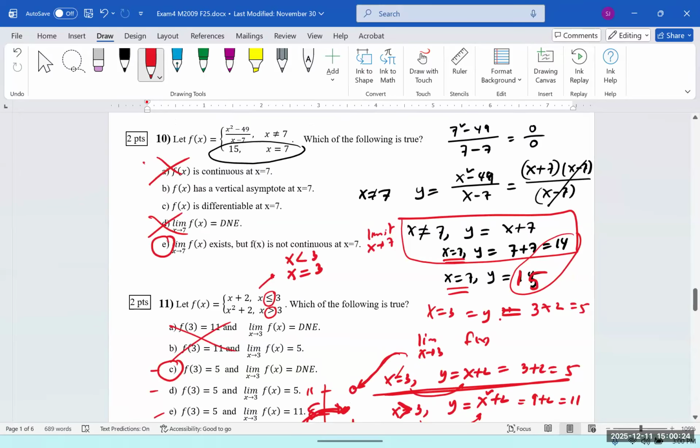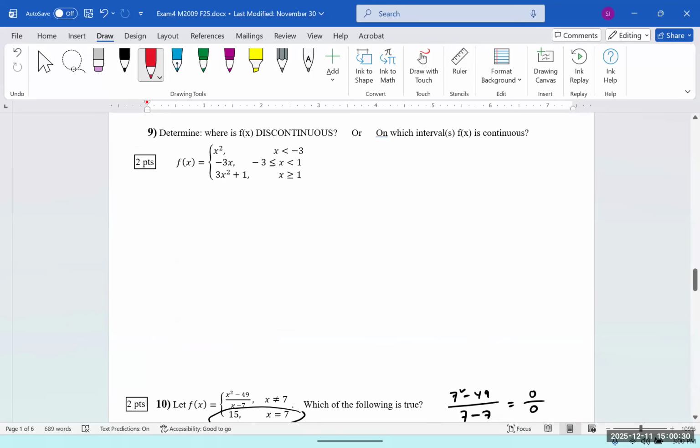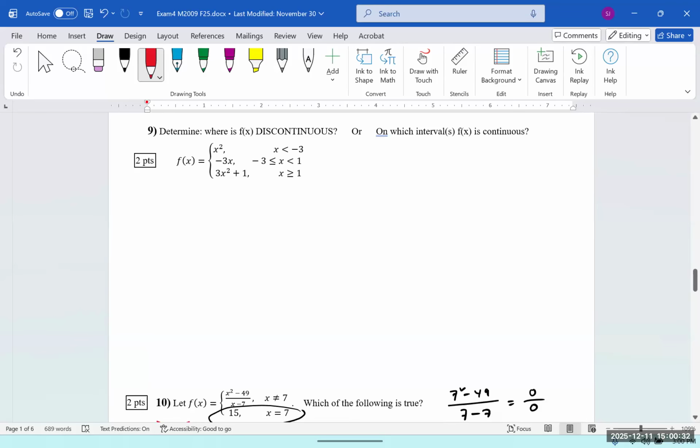Both of them are from the last final. So they gave two of them. And now we have another one, continuity. Continuity follows the same rule. You look at the left side and the right side for the same x value. If you have the same y value for both sides, then the function is continuous. Otherwise, it's not. So they are saying find out where this function is continuous or discontinuous.